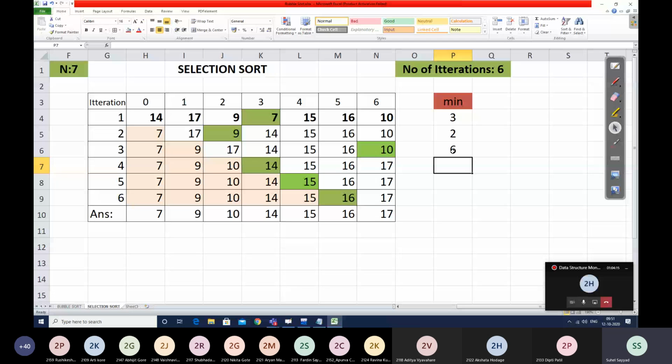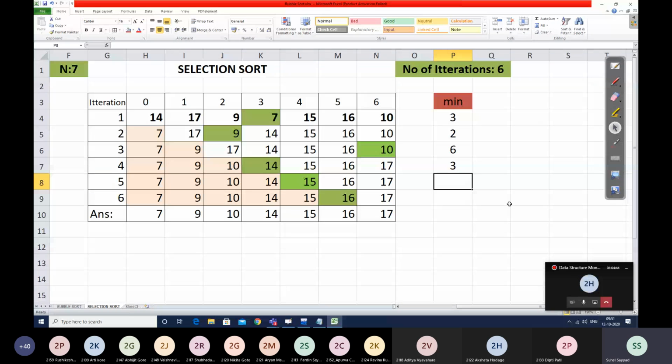Next iteration will have only 4 numbers remaining: 14, 15, 16, 17. Here I'll assume initially my min as 3. Then I compare whether a of 4 is less than a of min. No. Whether a of 5 is less than a of min. No. Whether a of 6 is less than a of min. No. So my min doesn't change. Min remains 3, and I don't need to swap a of 3 with a of 3 again. So my solution gets complete.